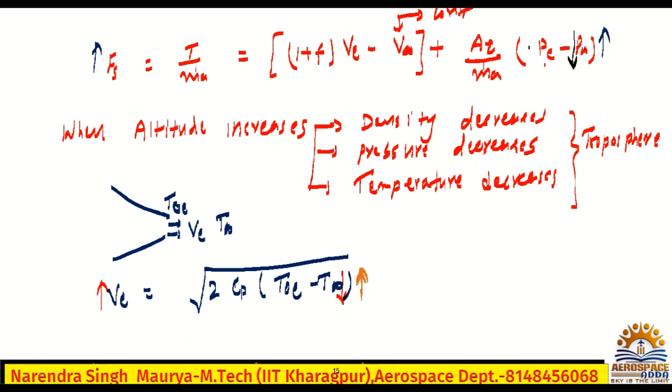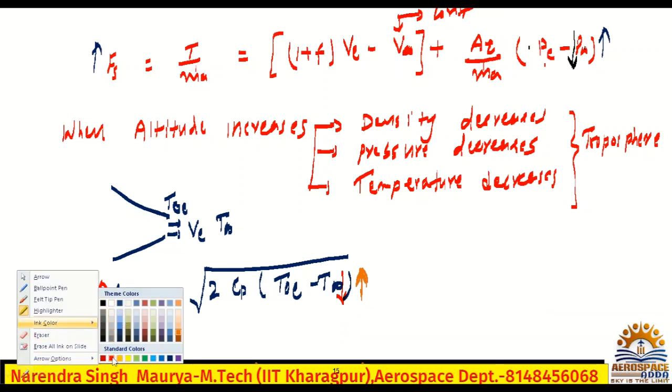Check this whole bracket, because the difference will be decreasing, because T naught is the total temperature which is constant. So T infinity, because altitude is increasing, the temperature will be decreasing, hence this bracket value will be increasing, and you are finally getting V is also increasing. Now hope you got the answer. What is the answer finally?